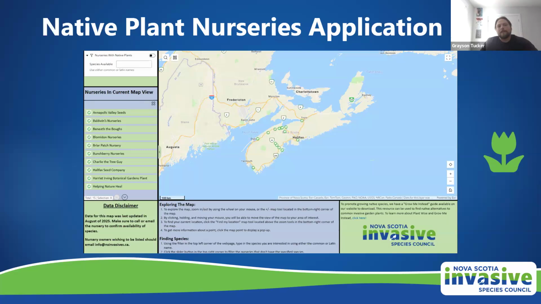Next, recently we created our native plant nurseries application. HRM had some data regarding where native plants were being sold within the province. And so what we did was we added it into this application, and it lets users find the specific plants that they want to grow for their garden that aren't invasive. And this also ties in nicely with our Grow Me Instead guide, as many of the plants that we've added in and are hosted in there are within that document as well.